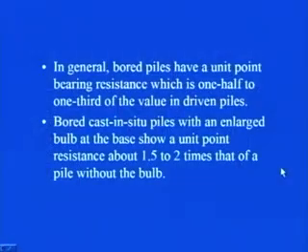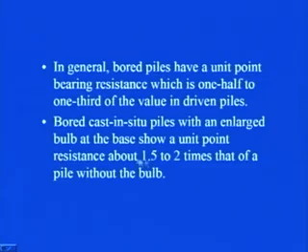Bored cast in situ piles with an enlarged bulb at the base show a unit point resistance about 1.5 to 2 times that of piles without the bulb. Obviously, when we discussed the underream pile, we saw how exactly this enlarged bulb can be formed at the tip of the pile or at the base of the pile.